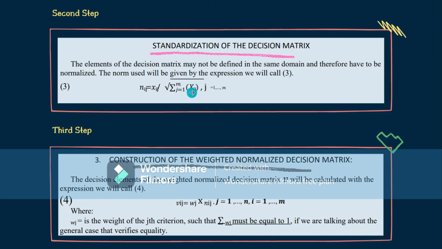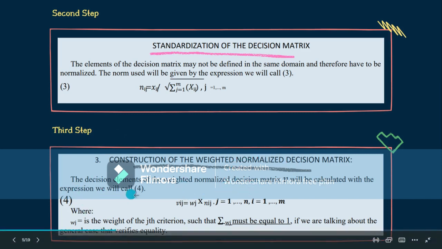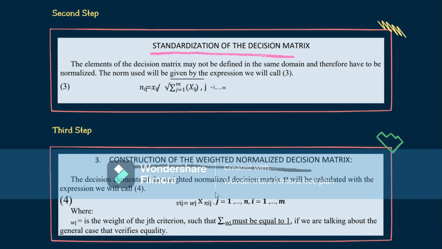The elements of the decision matrix may not be defined in the same domain and therefore have to be normalized. The norm used will be given by the expression we will call 3. This is the expression, and we can use it to standardize the decision matrix. The third step is the construction of the weighted normalized decision matrix. The elements of the weighted normalized decision matrix B will be calculated by the expression we call 4. This is the expression, and we can weight the normalized decision matrix with it.